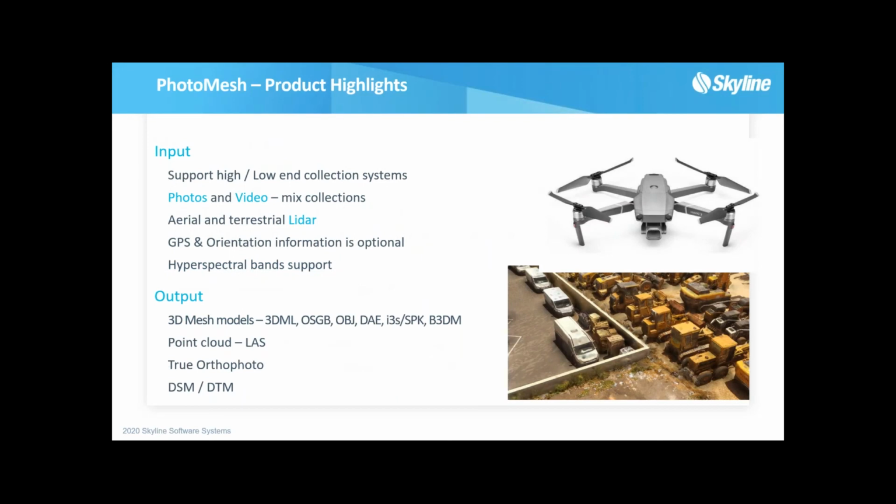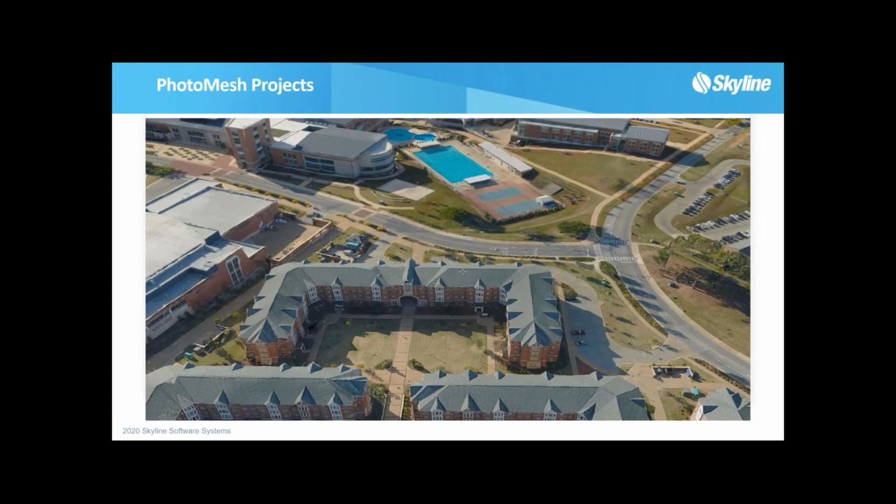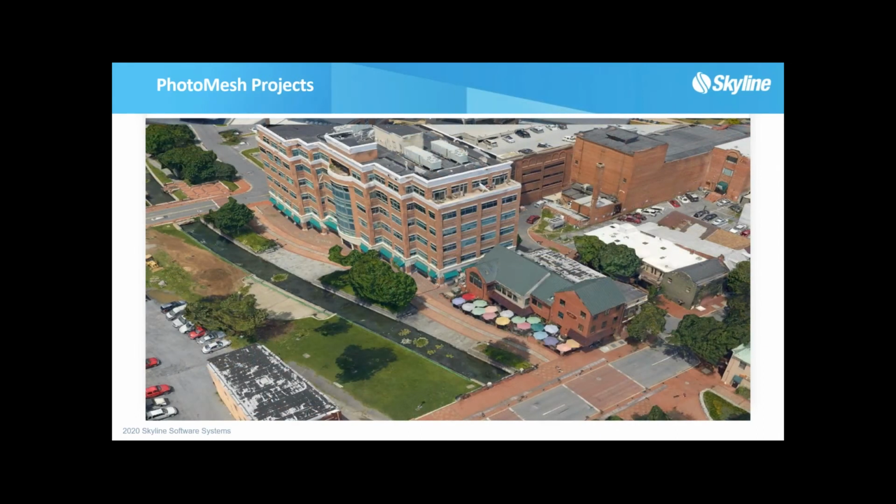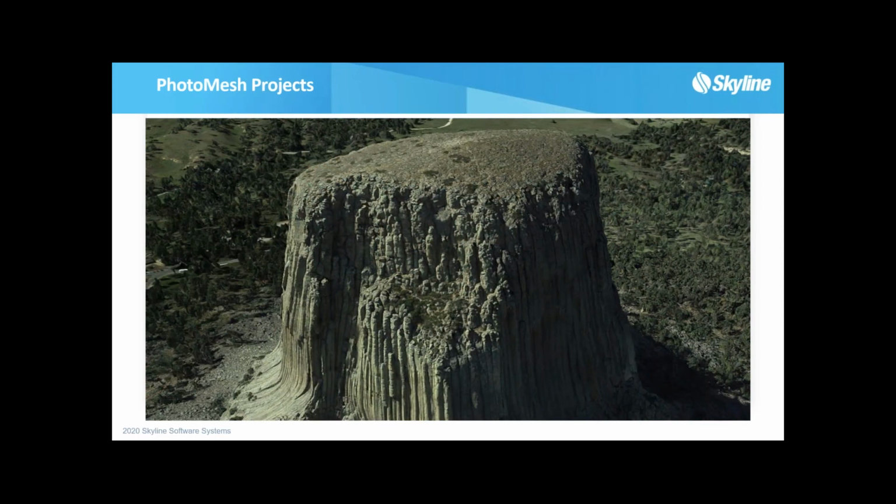And we support almost every camera system and almost every output. So we don't want to limit you to Skyline software to consume this data. Our format is a 3D ML format. The benefit of that format is it gives you a lot of pyramiding. It gives you really fast performance at all visual scales. But we do work with OBJ, we work with Esri formats, Cesium. So just want you to know that we try to give you the data to work with however you need. And these are just some of the things we've done with PhotoMesh, some of the 3D models out there.